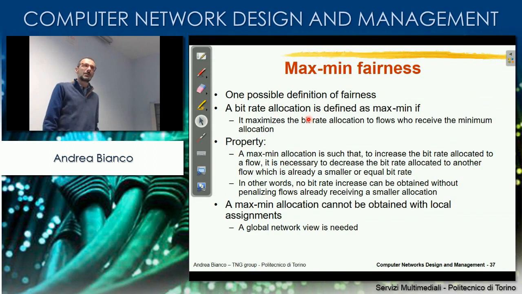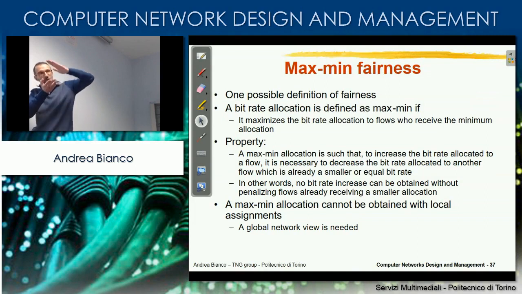And again, we are seeing this in the occasion of the discussion in the frame relay context, but all of these concepts are absolutely generally independent of the technology. So what is max-min fairness? This is a possible definition of fairness. A bitrate allocation is max-min fair if it maximizes the bitrate allocation to flows who receive the minimum.